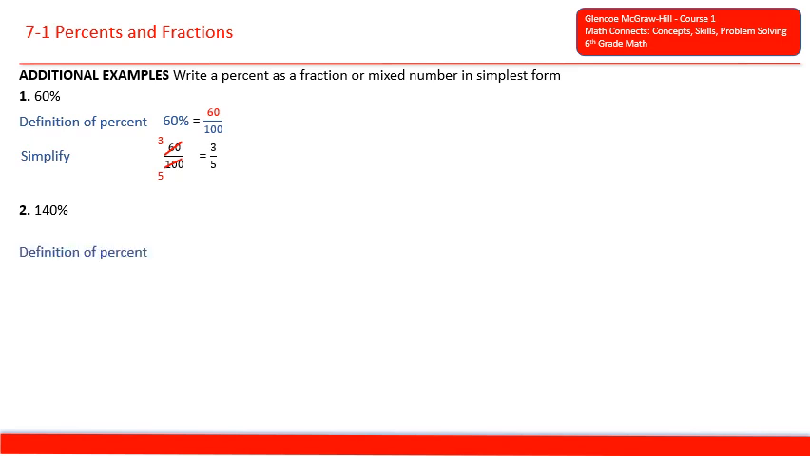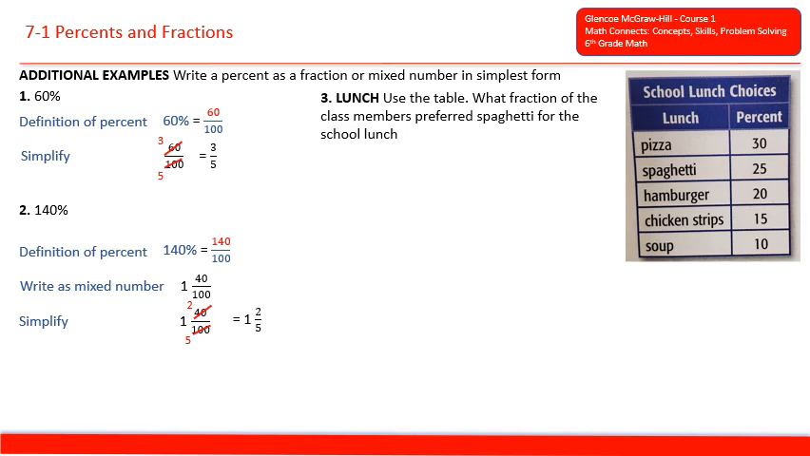140%, we can make that a fraction. 140% equals 140 over 100. We're going to write that as a mixed number. So we will make that 1 and 40 over 100. And then we'll simplify. Greatest common factor of 40 and 100 is 20. So we get 1 and 2/5.